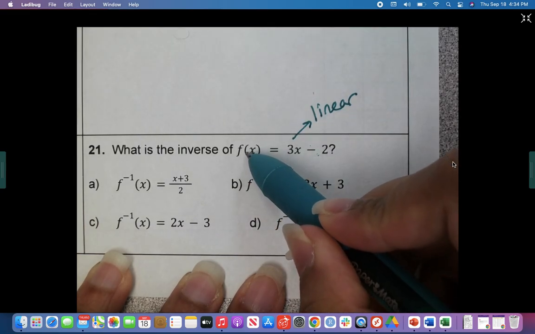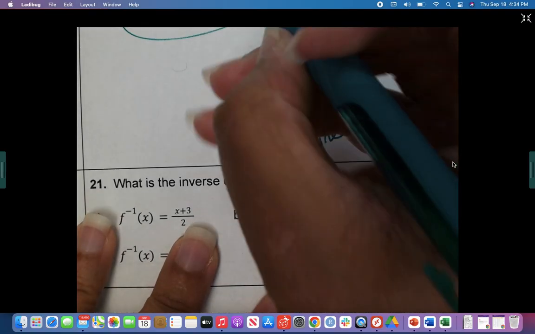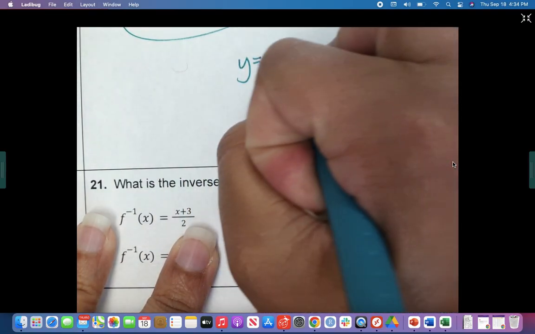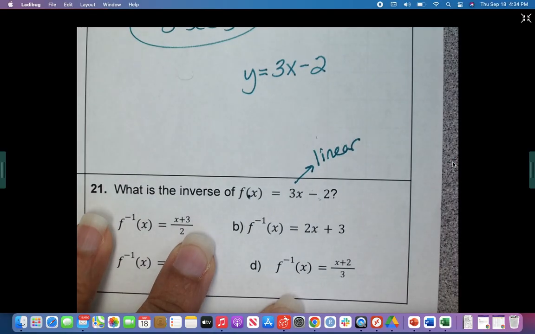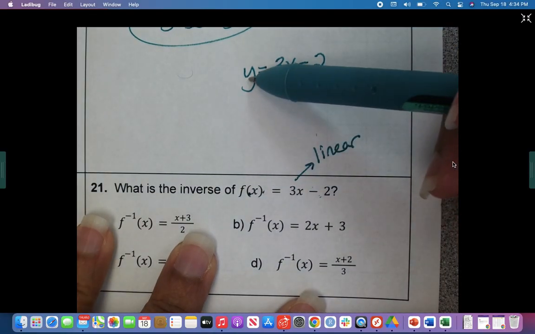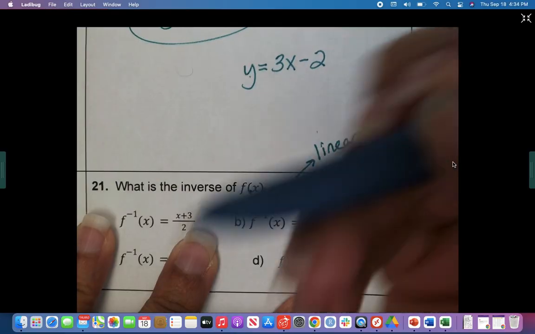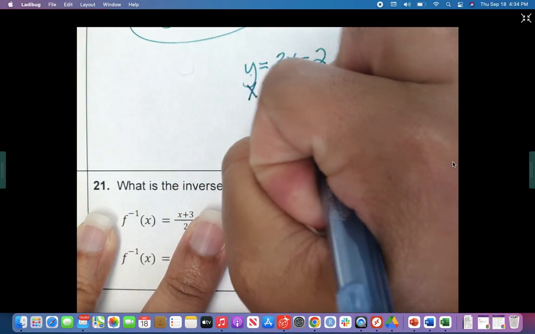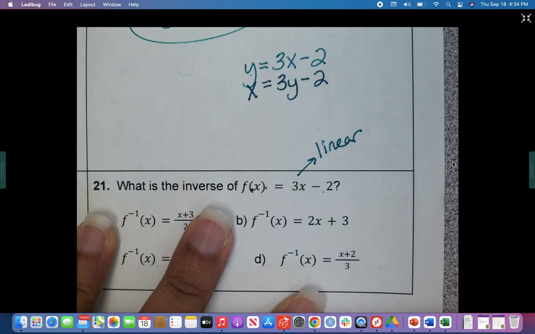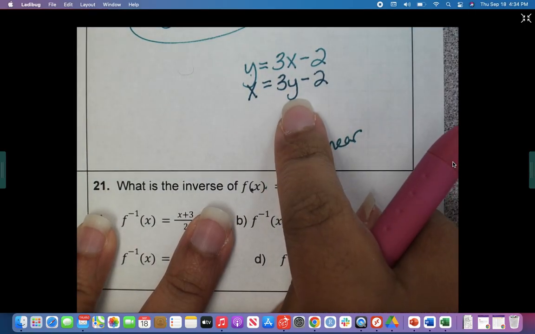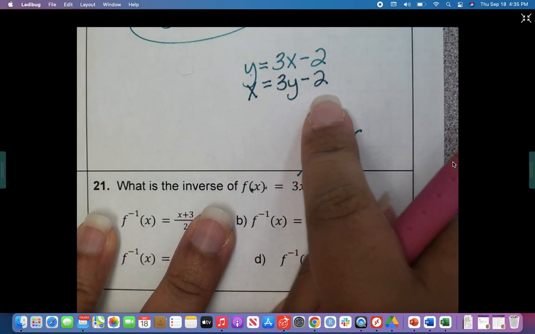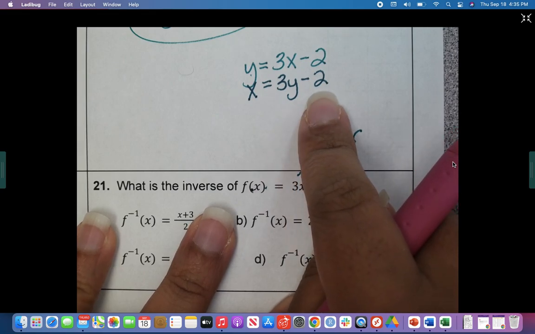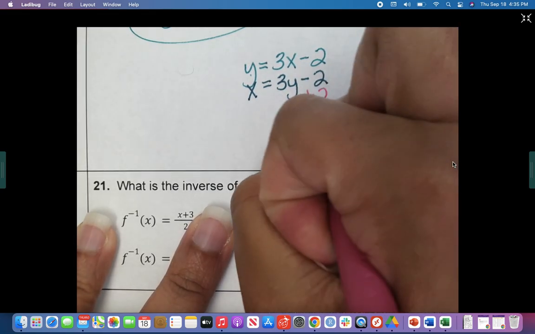So remember, if we're going to solve this algebraically to find the inverse, we changed function notation to y. So I'm going to do that in the white space up here. So y equals 3x minus 2. So that's your first step, change function notation to y. Second step is switch x and y. So x equals 3y minus 2. And then last step, solve for y. So I need to undo this order of operations so I can get what y is. So I'm going to undo this minus 2 with addition. So I'm going to add 2.